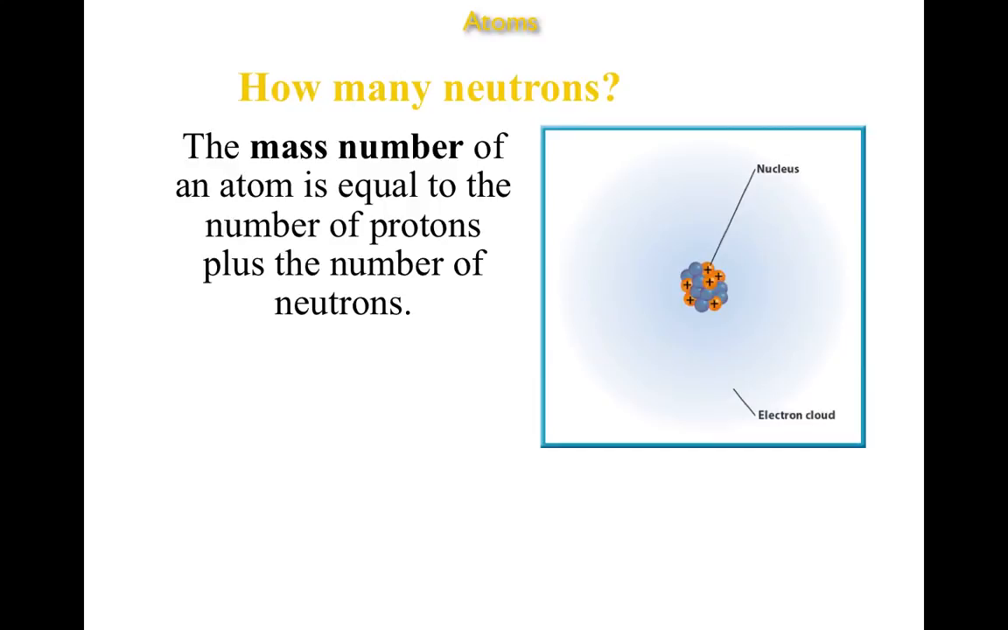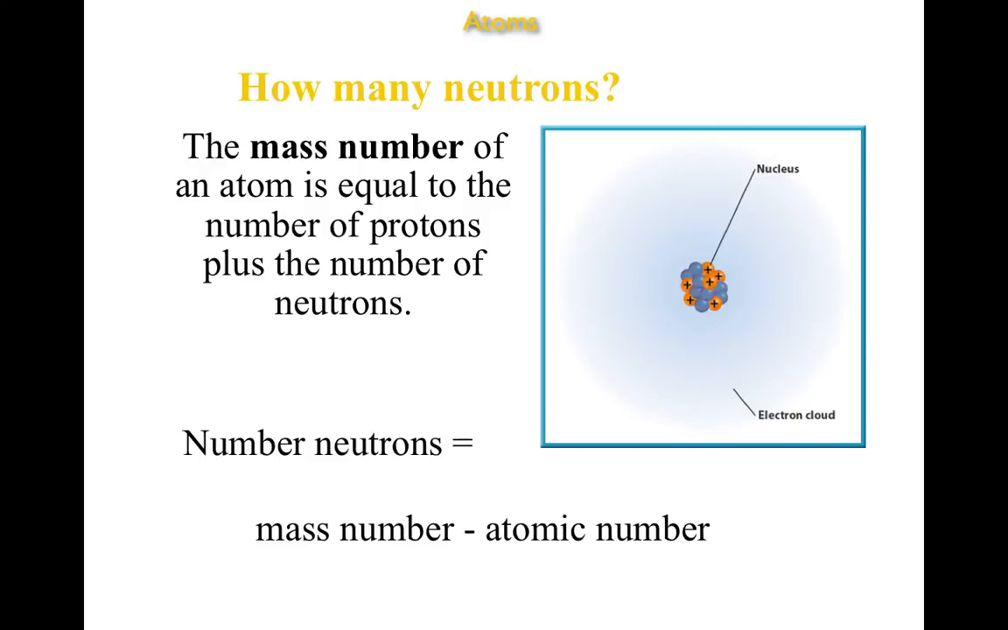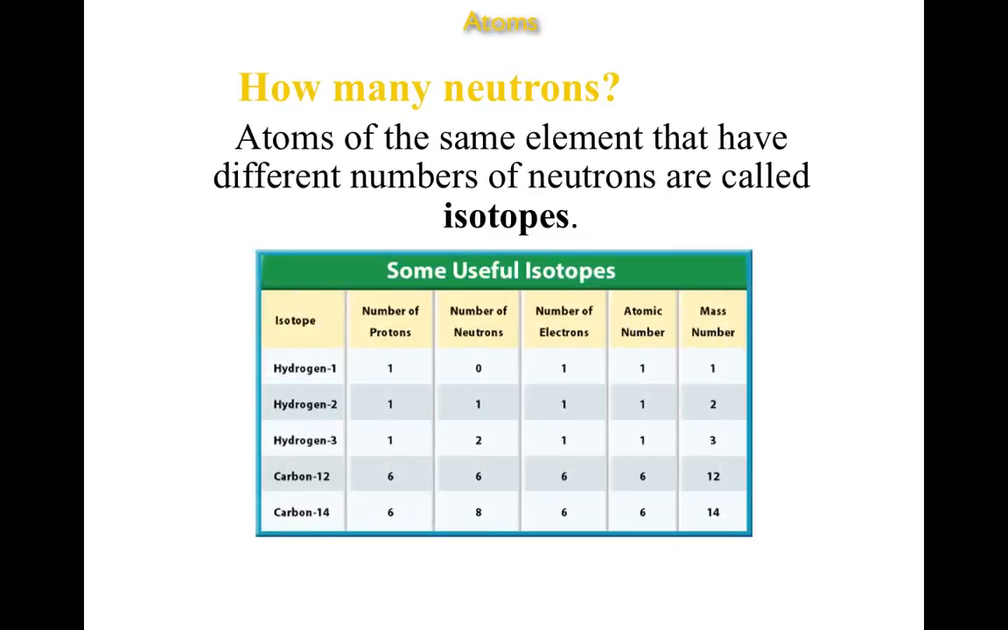So how many neutrons are there? Well, the mass number of the atom is equal to the number of protons plus the number of neutrons. That's our mass number. So to find the number of neutrons, I take my mass number, which is found at the bottom of the periodic table, minus my atomic number, and that will give me my number of neutrons. We're not going to worry about what an isotope is today. We will talk about that later.